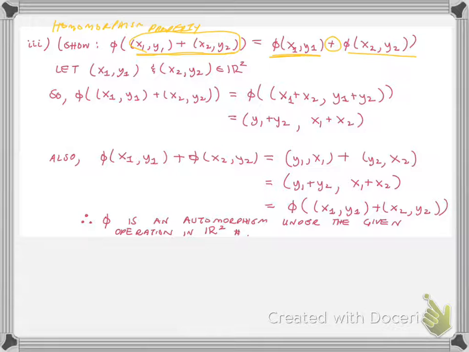All right, so let's see. Let (x1, y1) and (x2, y2) belong to R2. So phi of (x1, y1) plus (x2, y2). So this is all together, right? Well, we can bring them together because we're looking at component-wise addition and say that equals phi of (x1 plus x2, y1 plus y2). By our operation, what happens, it equals (y1 plus y2, x1 plus x2).